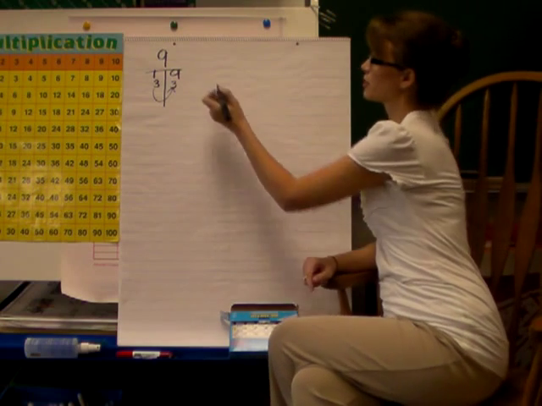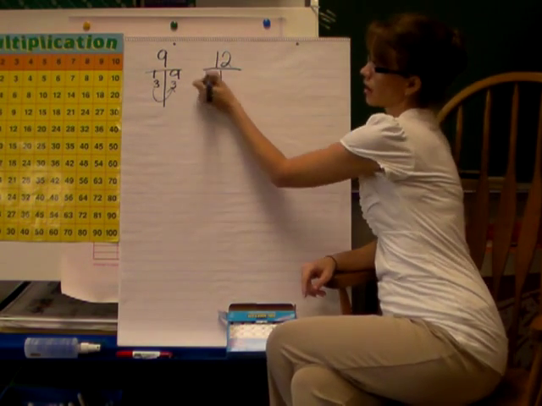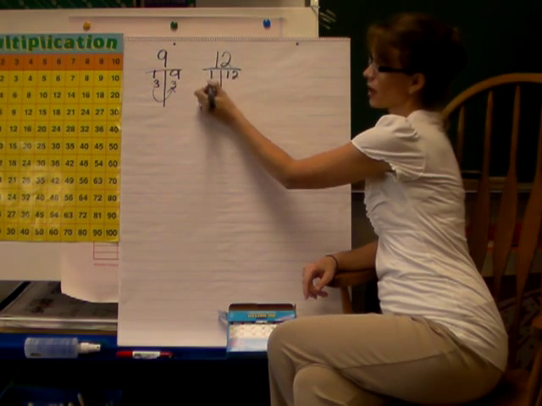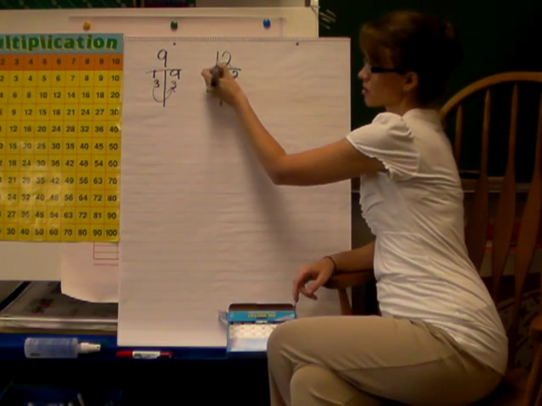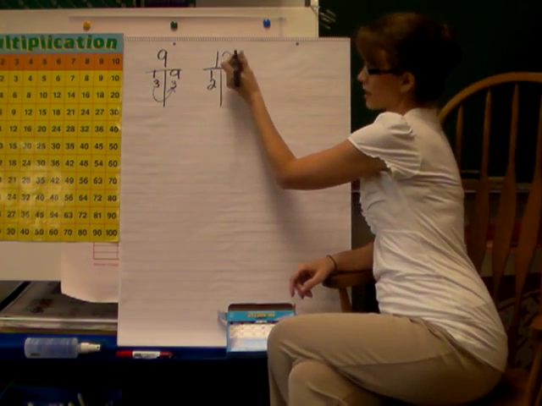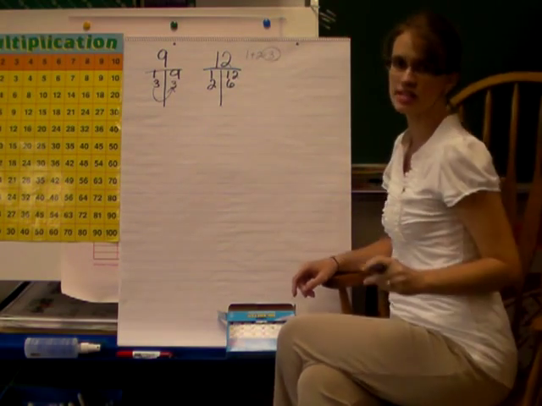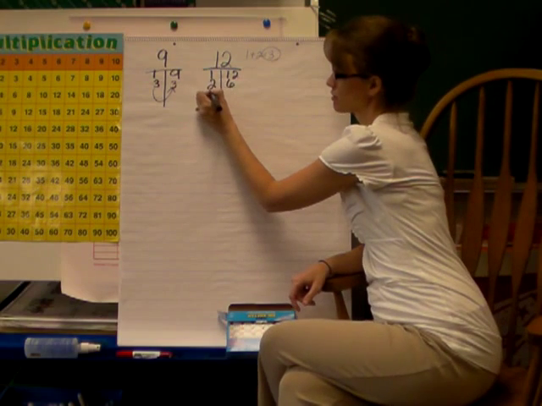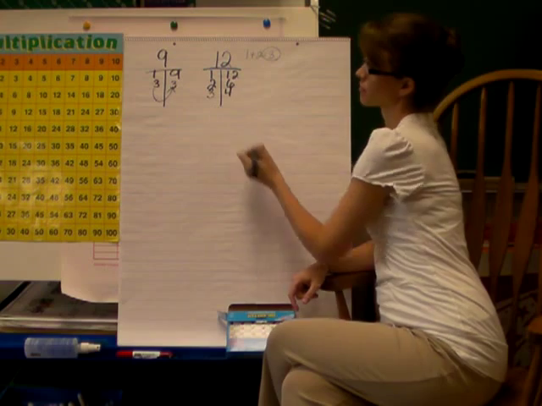I'll do one more example. If I'm trying to find the factors for 12, I know that 1 and 12 are factors. I know that 2 is a factor because 12 is even. 2's partner number: 2 times what is 12? 2 times 6 is 12. 3 is a factor because 1 plus 2 equals 3. If the sum of the digits is 3, 6, or 9, then I know that 3 is a factor. 3 times 4 is 12.